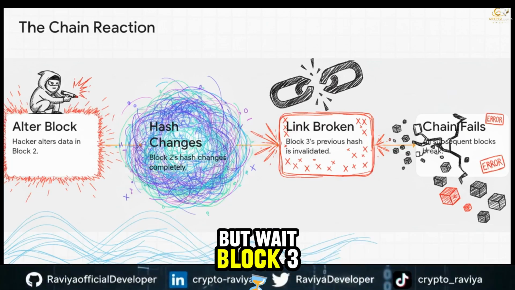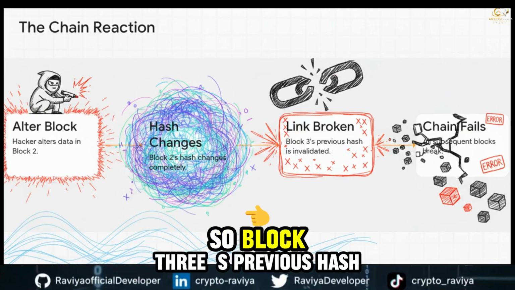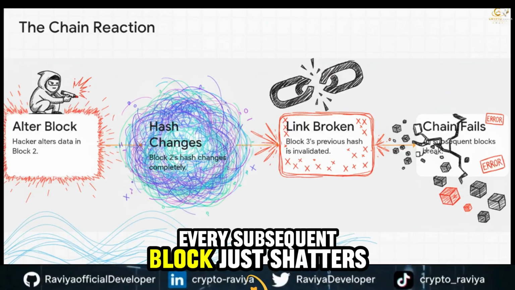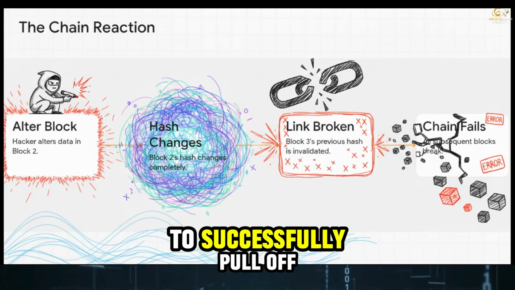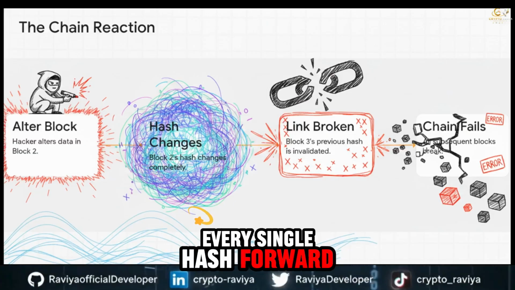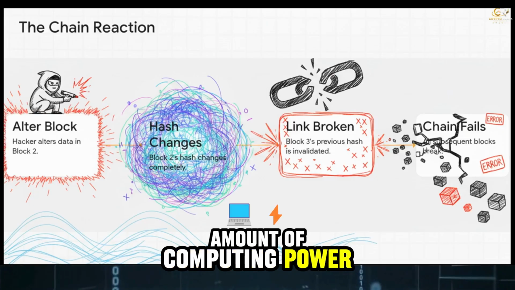But wait, block 3 relies on the original hash of block 2 to form its chain link. So block 3's previous hash record is immediately invalidated. Every subsequent block just shatters. To successfully pull off this hack, someone would have to recalculate every single hash forward in the entire chain, which demands an impossible amount of computing power.